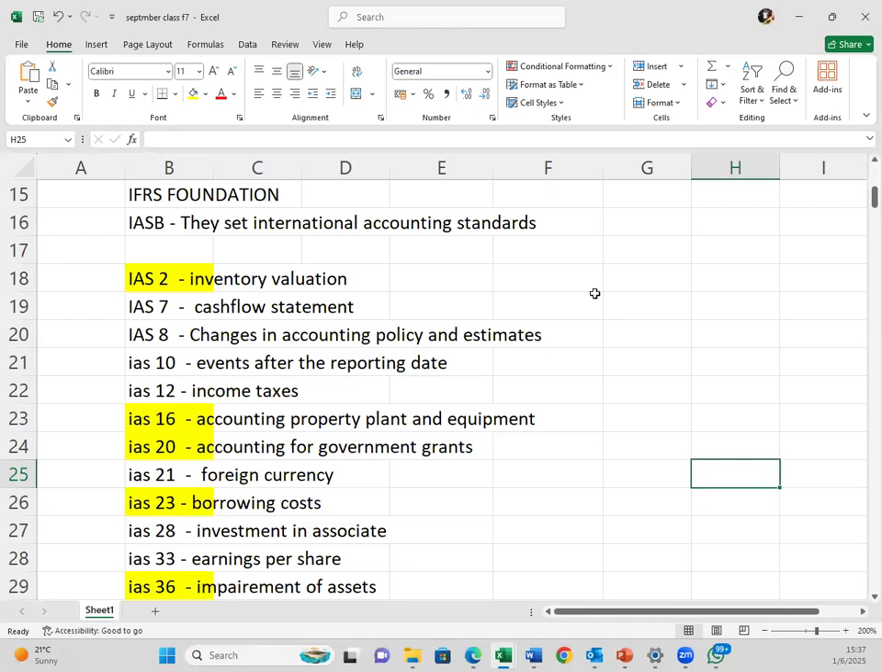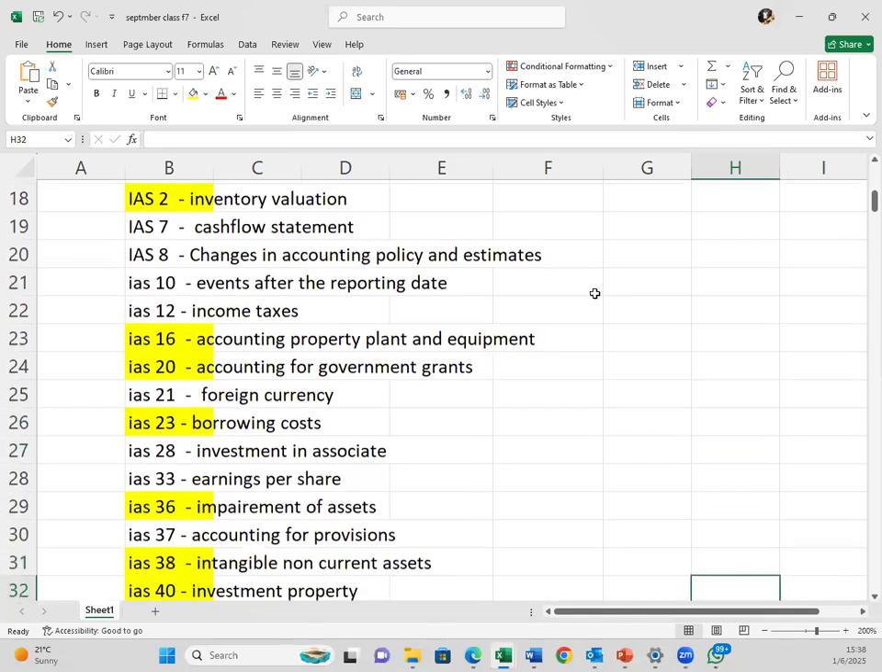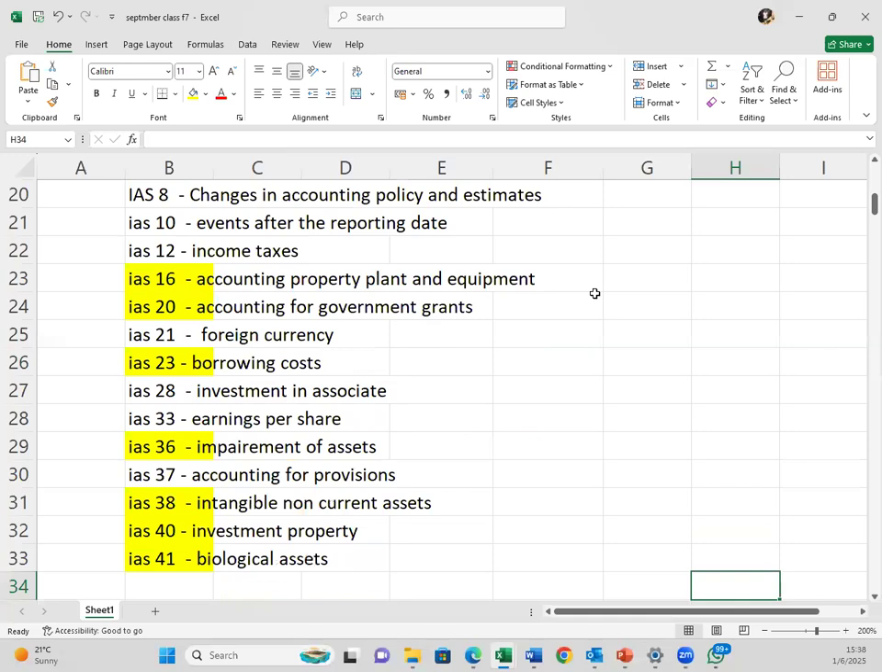We did also look at accounting for government grants, where we are given money from the government. It could be to cover a capital expenditure, or it could be a revenue grant. And we also did look at IAS 23, how we account for the borrowing costs. Then in the last session, we're now looking at impairment of assets.